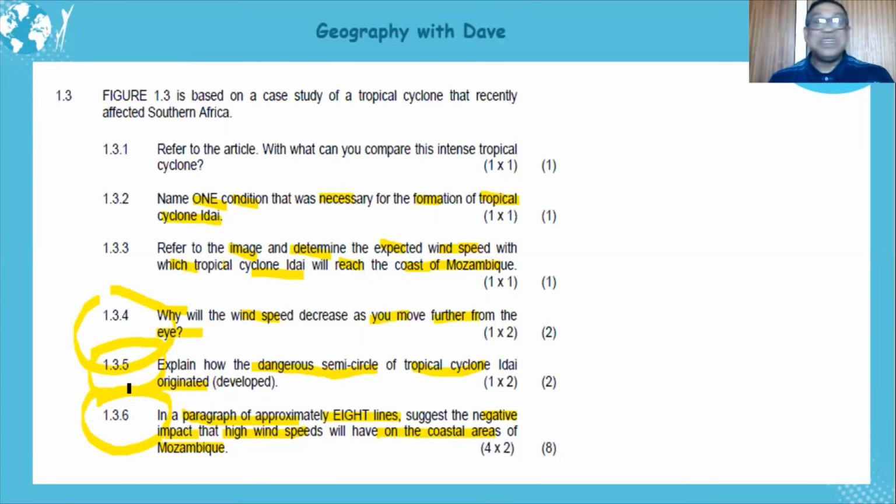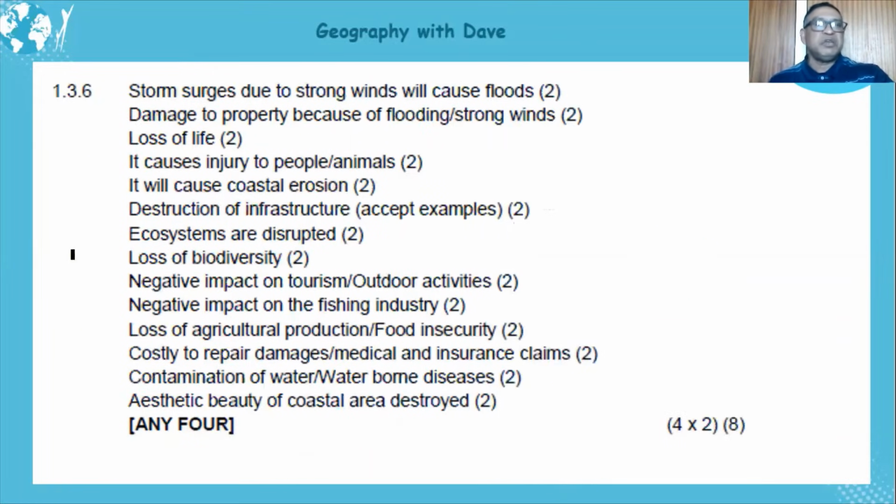Learners, you read everything. It doesn't necessarily mean that a higher order question will be considered very difficult. We can get higher order questions with a lower level of difficulty than a middle order question. So we must remember that. Don't just have a psychological thing about paragraph questions. This is actually not a difficult one. It's high wind speeds on the coastal areas of Mozambique. Simply done. Look at the answer here, and tell me you couldn't answer this.